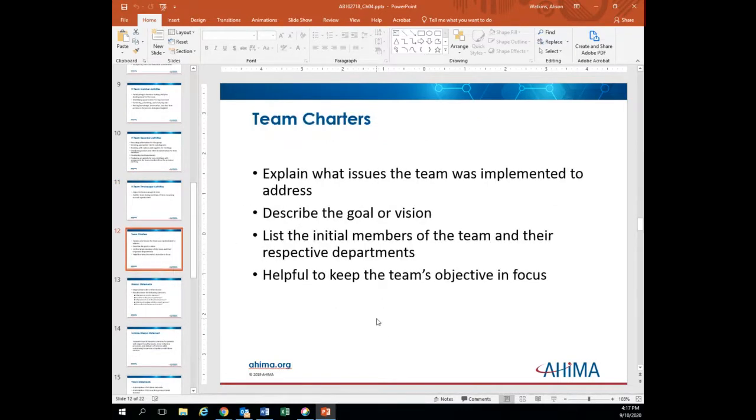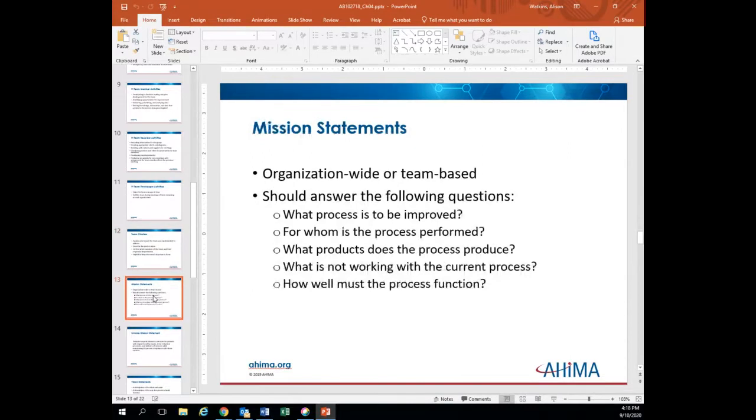Okay, so here's a little bit of information about team charters. It explains the issues, describes the goal or vision, lists the initial members and their respective departments. Helpful to keep the team's objectives in focus. Why are we having this team? What is our end result hopefully going to be, etc.